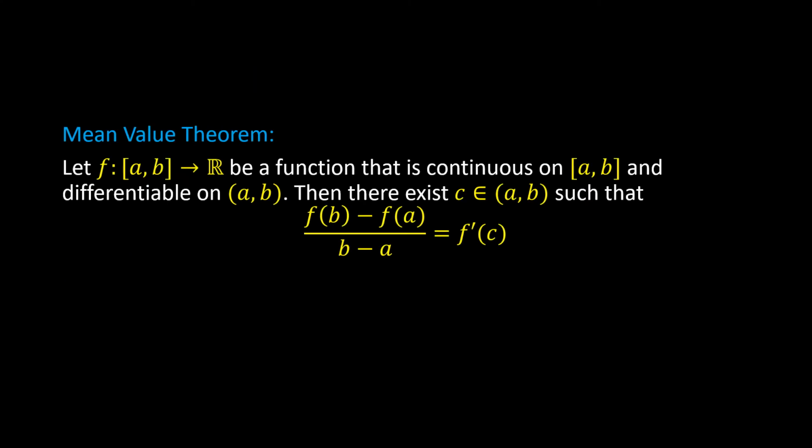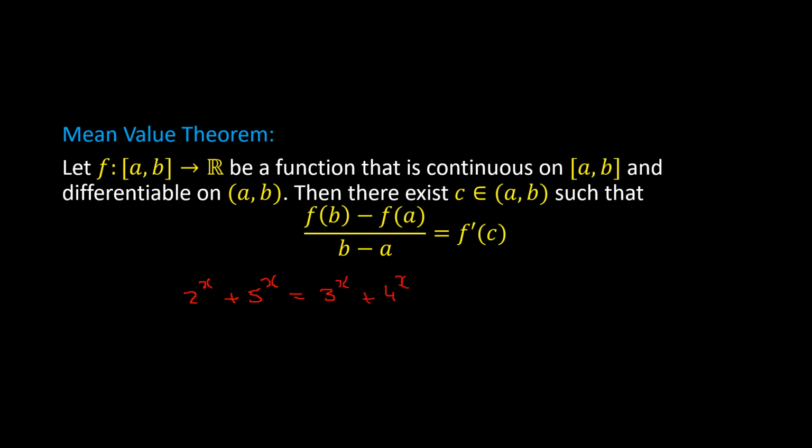So let's recall the mean value theorem, which says that if we have a function on the closed interval a, b to the real numbers which is continuous on that closed interval and differentiable on the open interval, then there must exist some number c in the open interval such that the derivative at point c will be equal to the slope of the secant line between a and b, which says f of b minus f of a over b minus a. So what we actually wanted to show is that this equation has no solution other than 0 and 1.